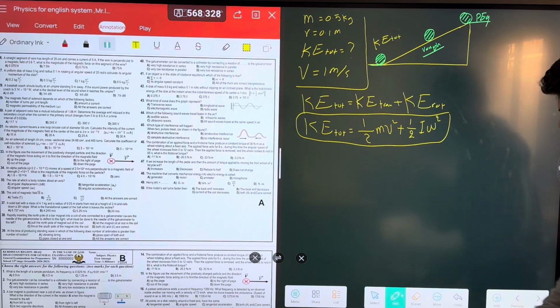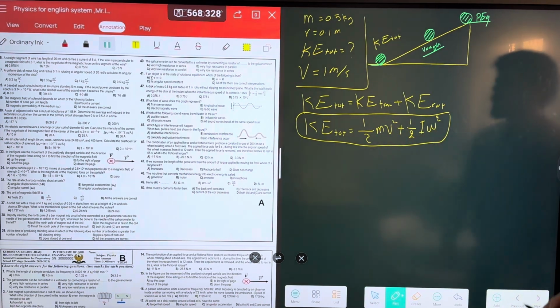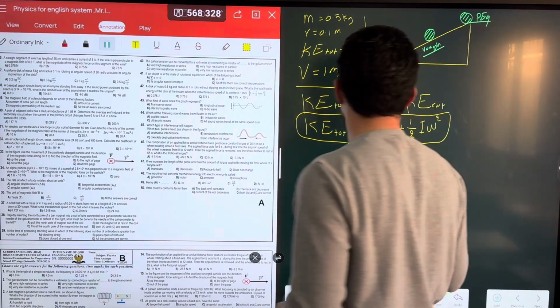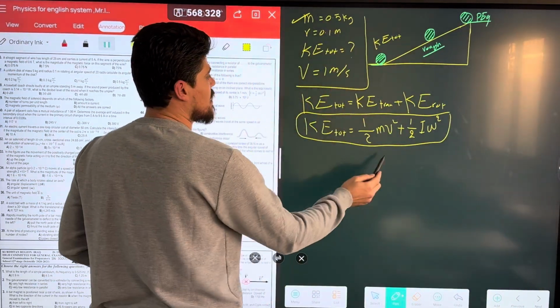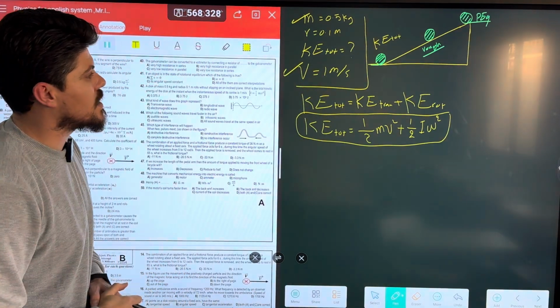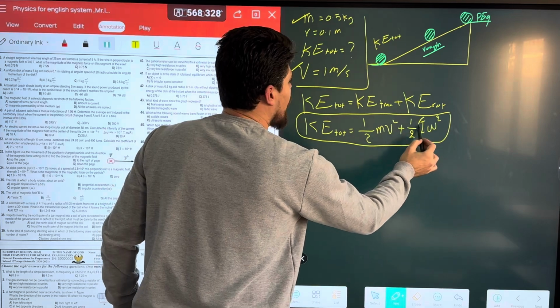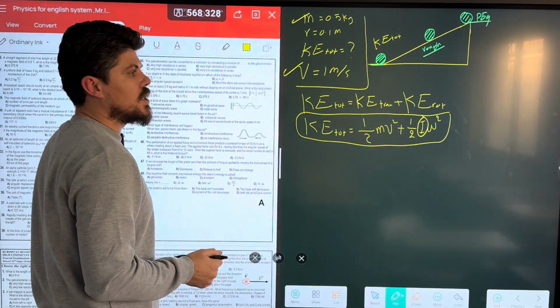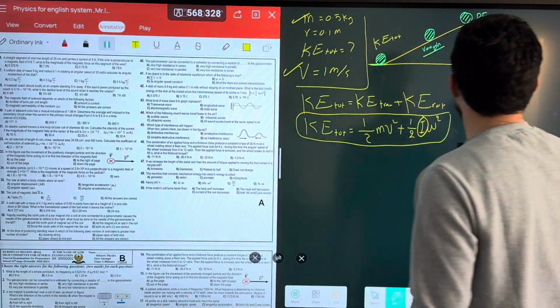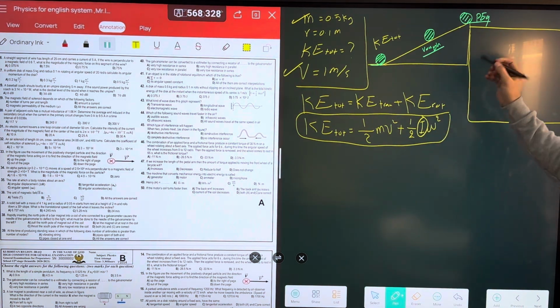But before replacing the values, we have to look in the equation at what we have and what we don't have. Do we have mass? Yes, we have it. Do we have the speed, or tangential speed at the center of the disc? Yes, we have velocity, okay? And do we have the moment of inertia of the disc? No, we don't have the moment of inertia. How can we determine the moment of inertia for the disc?